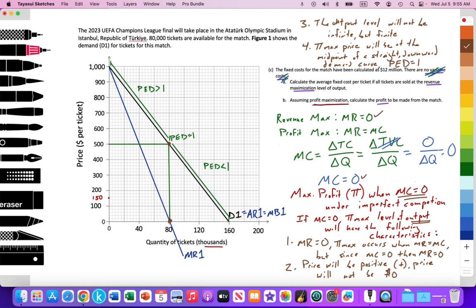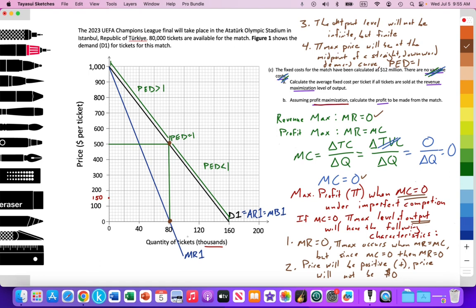So again, here we see MR equals 0. That's midway across the demand curve, going from 0 to 160,000. Midway is 80,000. And we see that the PED value is unit elastic. PED equals 1. Again, highlighted in another video that will be linked in the video notes below.